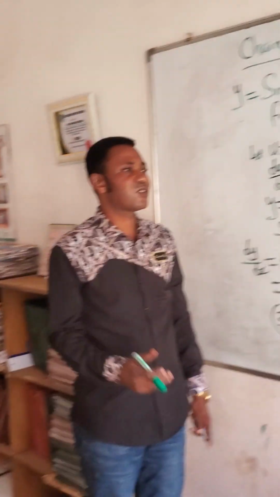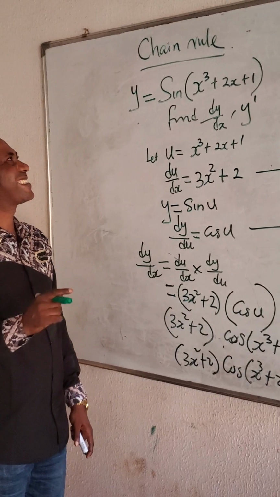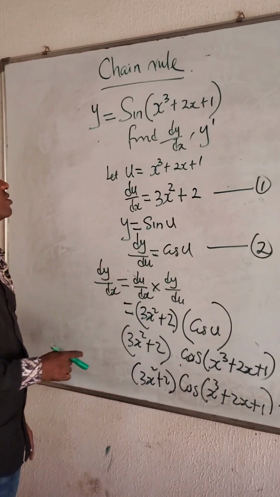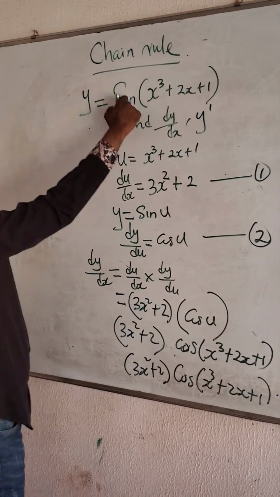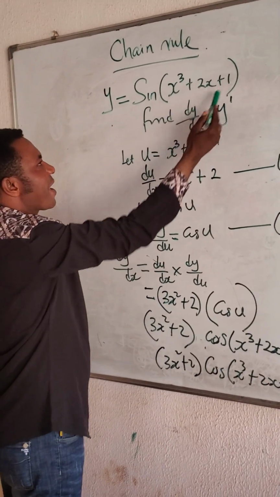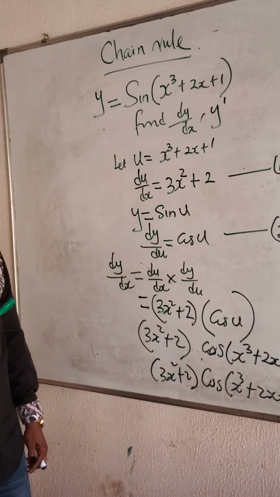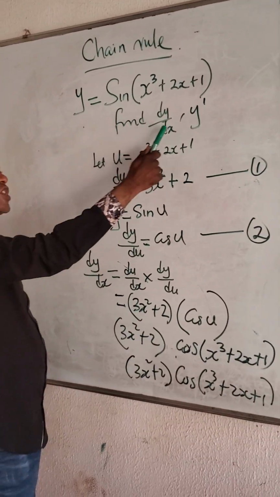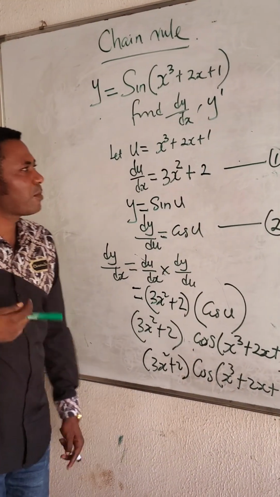Welcome to my online mathematics tutorial, and today again we want to continue from where we stopped, and it's still chain rule differentiation. Now the question here is y equal to sine of s power 3 plus 2s plus 1, and we are asked to find dy/ds. That is, we have to differentiate y with respect to s, which we can also call y prime.